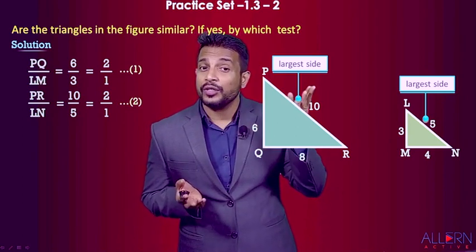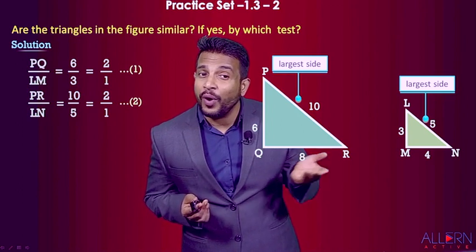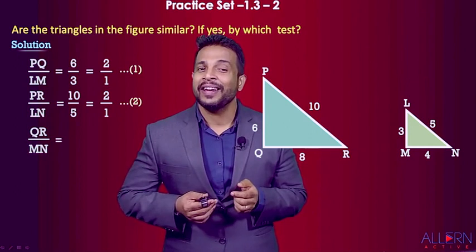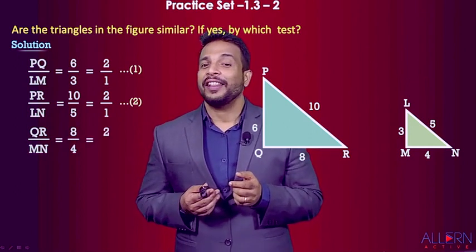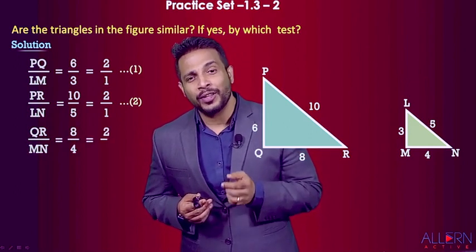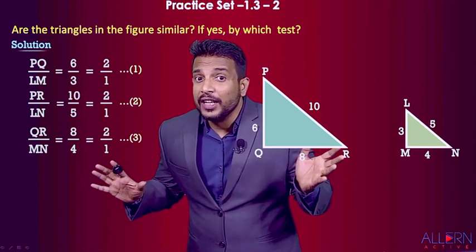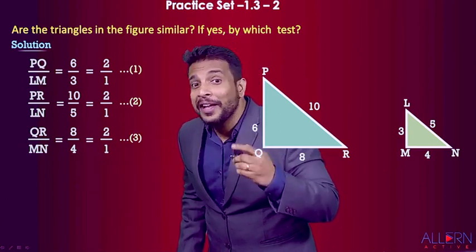Smallest is done, largest is done, the remaining one, which one is that? QR, and the remaining one here is MN. So we take QR upon MN, that is 8 upon 4, and that is nothing but 4 ones are 4, 4 twos are 8, so we get the ratio as 2 upon 1, and that's our result number 3. So in both the triangles, we know all the 3 ratios are equal.